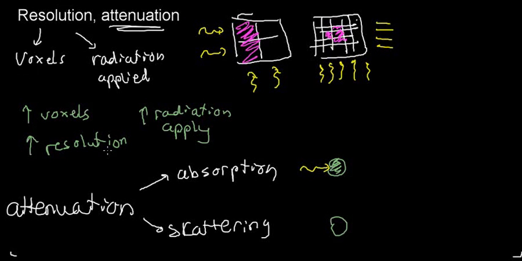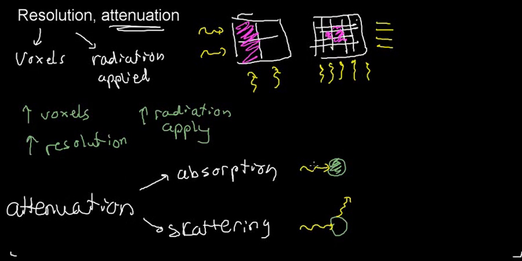Whereas if I have a scattering effect, you may observe my photon coming in, imparting some of the energy, and then bounced off. So it's not entirely absorbed in the material. Those are just two different types of interactions of attenuation.